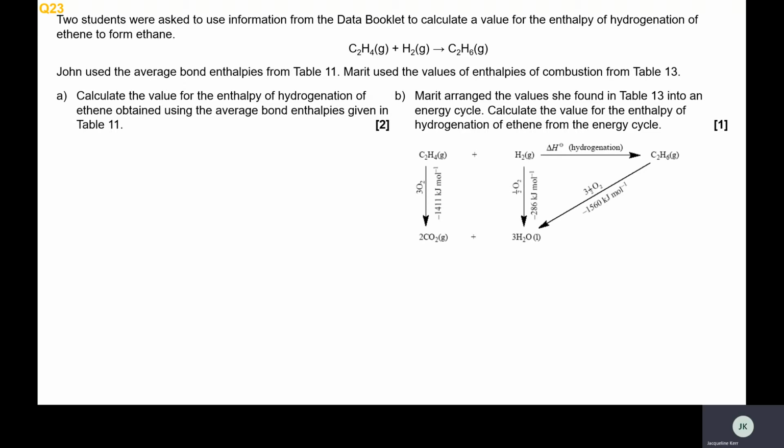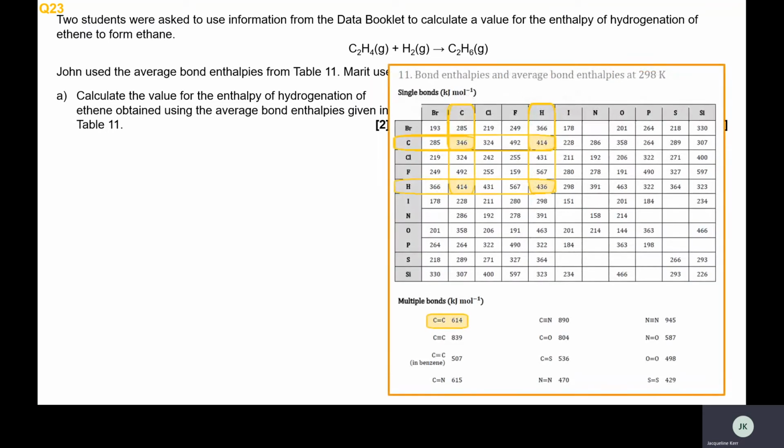Okay, so John used average bond enthalpies from table 11. That's one we looked at in the last question. And Marit used the values of enthalpies from combustion, which is table 13. So they're going to arrive at slightly different answers. Let's look at John's technique first. Calculate the value of enthalpy of hydrogenation of ethene using the average bond enthalpies in table 11. So again, we'll bring up that table 11 for a second. So again, I've highlighted them for you just because it gets a bit scribbly with the stylus.